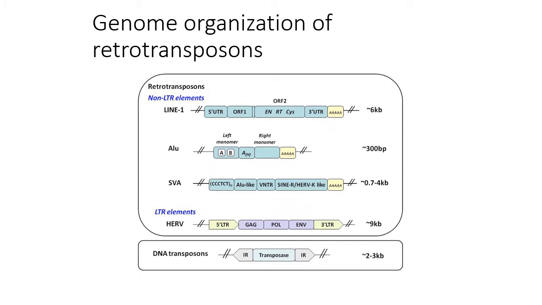So here's another diagram of the genome organization of these things. The L1 being the one we're going to talk about now, where it has a 5' untranslated region, a protein called ORF1, and a protein called ORF2, which is actually a protein that has more than one activity. It's one protein that includes an endonuclease, a reverse transcriptase, and also a cysteine-rich region. And it's followed by a 3' untranslated region and a bunch of A's.